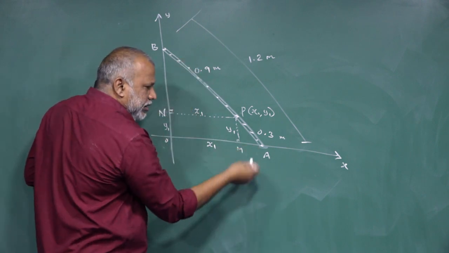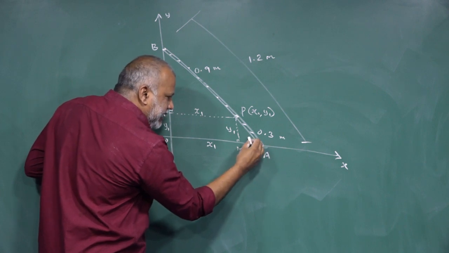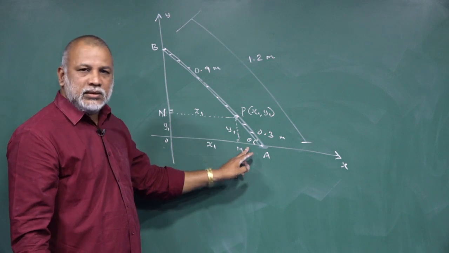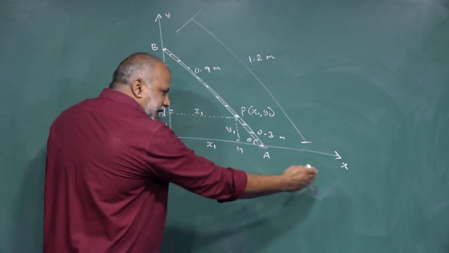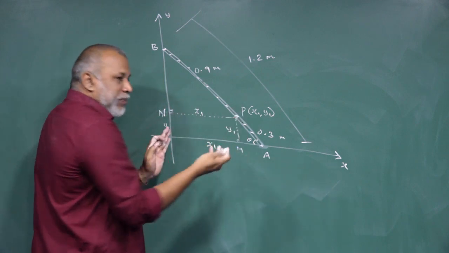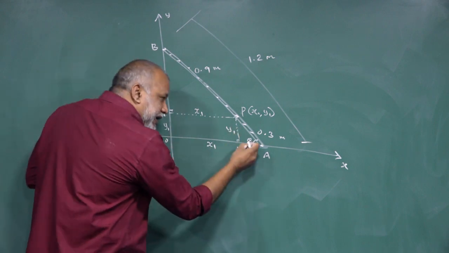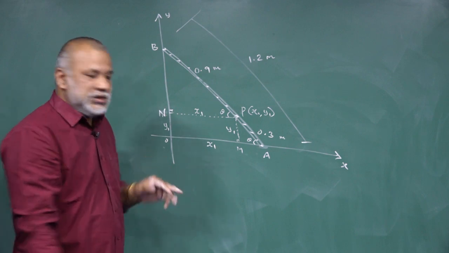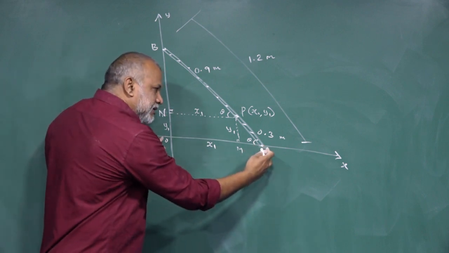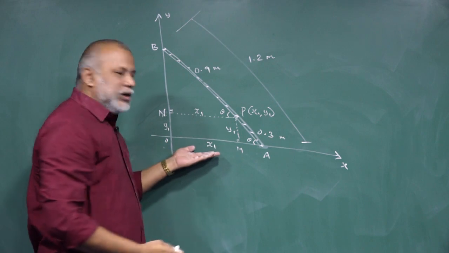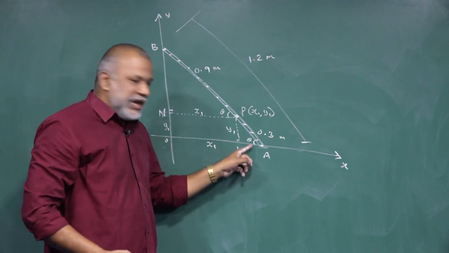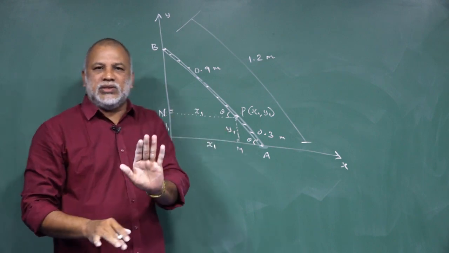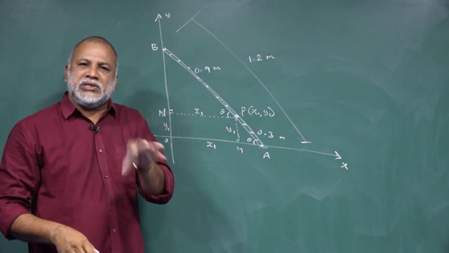Now listen, this rod makes some unknown angle theta with the x-axis. PN is also parallel to the x-axis. If this x-axis makes an angle theta, the parallel line should also make an angle theta. That is the logic. Now we are going to use a trigonometrical concept.